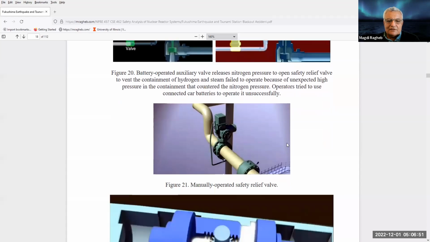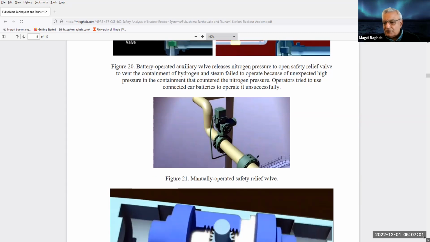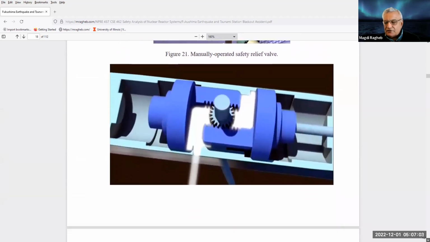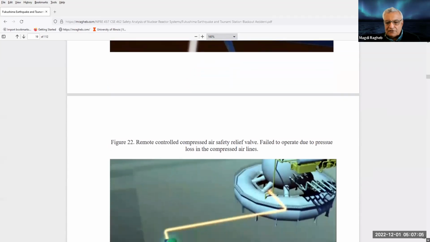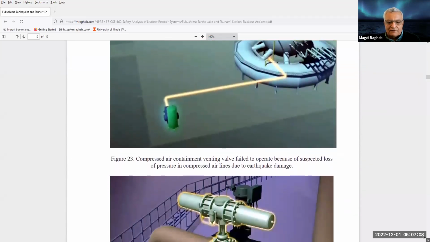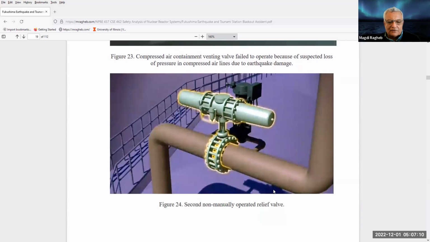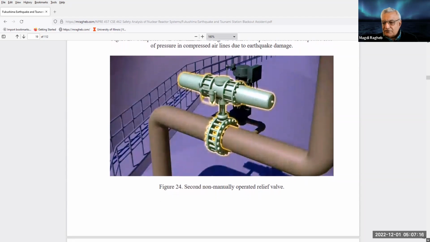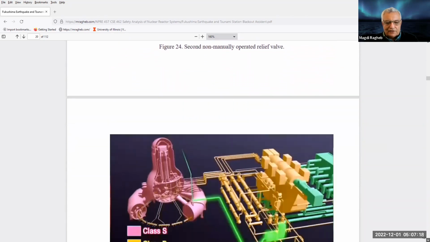Eventually, you'll find that the operators were really very smart, so they went and used the manually operated safety relief valves, and they were able to relieve the pressure from the containment itself. So these are some of those. This is a non-manually operated relief valve, and this one did not operate, but the manually operated relief valves were made to operate.